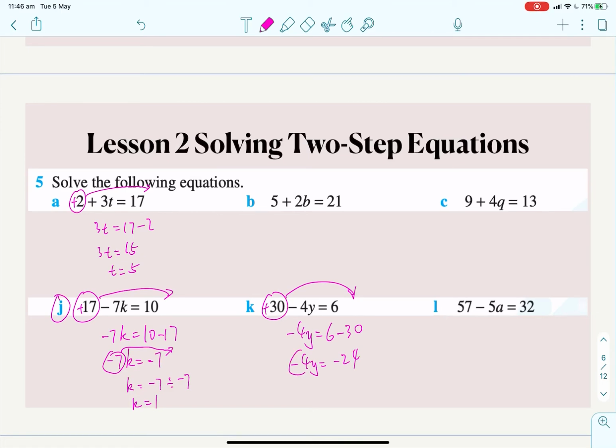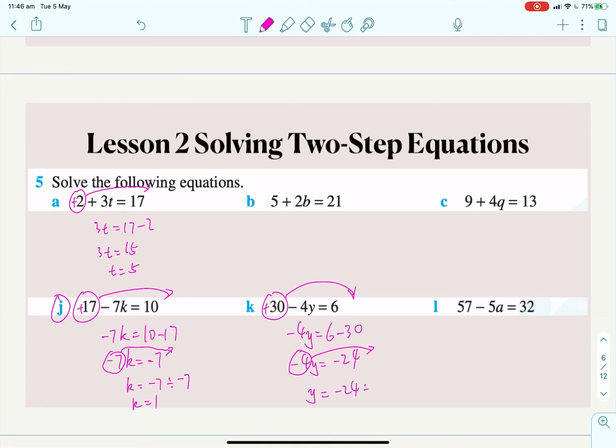Now removing the negative 4 to the other side: it's negative 4 times y. It's not negative 4 plus y where you just change negative 4 to plus. That doesn't work that way. So it's negative 4 times y. That means the reverse would be divided by negative 4. So y stays as it is, negative 24 here. Negative 4 times y, the opposite is divide by negative 4.